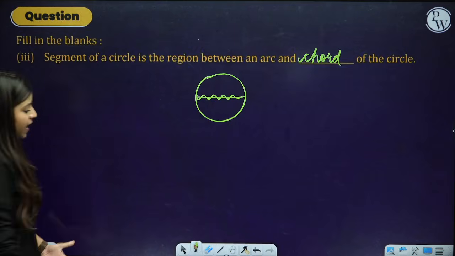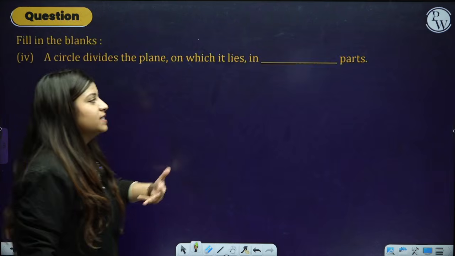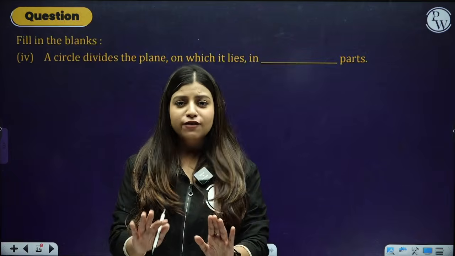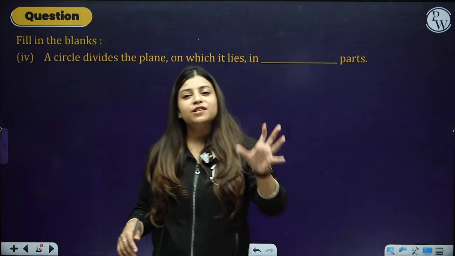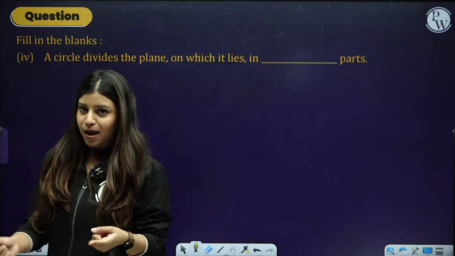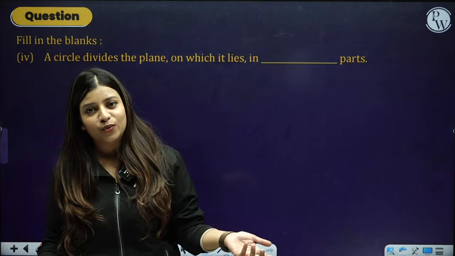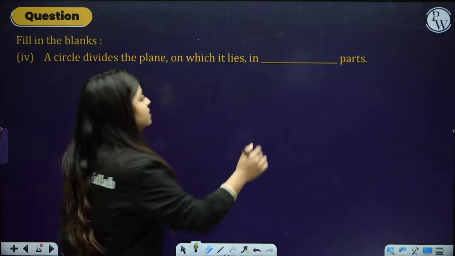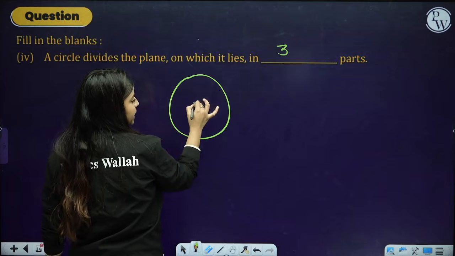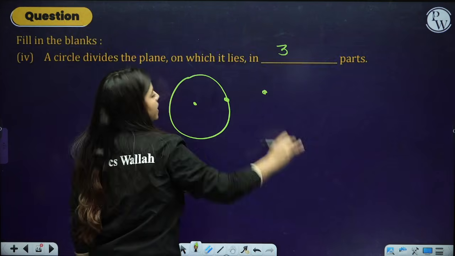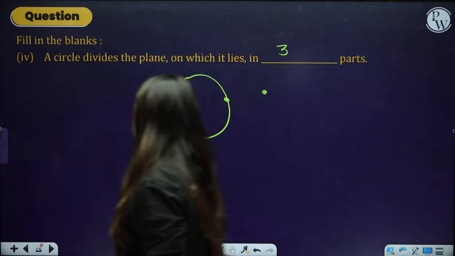Now the next thing that we have is, a circle divides the plane on which it lies in dash parts. We have already discussed this relating to the stadium. Whenever there is a cricket stadium, the boundary is set up. There are three different parts: on the boundary, inside the boundary and outside the boundary. So it divides the plane into three parts: inside the circle, on the circle and outside the circle.